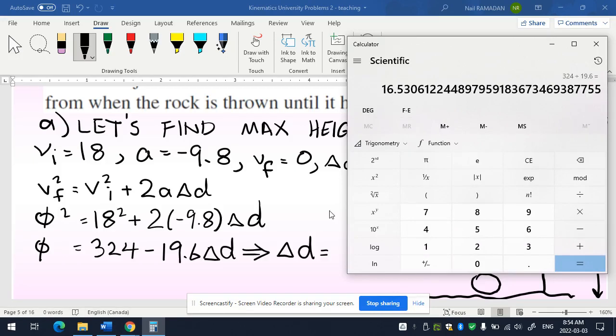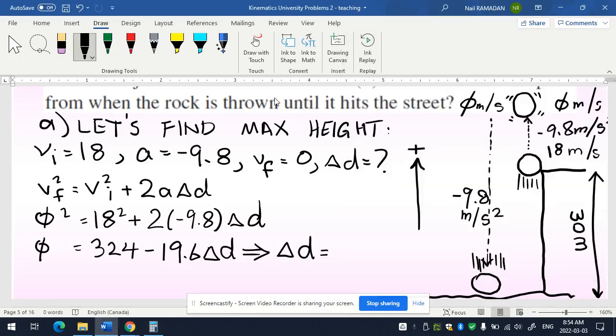So 16.53. Although this is technically an intermediate step, so we can take a fourth digit. So 16.53 meters. Here's my question to you: is this above the ground or above the roof? How many people say it's above the roof? Of course, it's above the roof. By the way, what's illogical about this being above the ground?